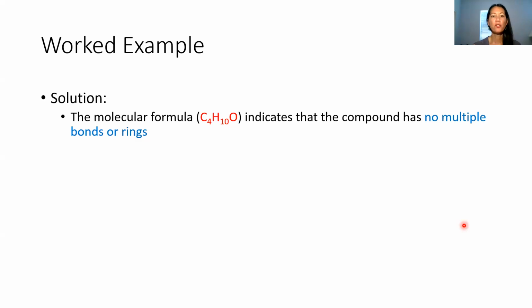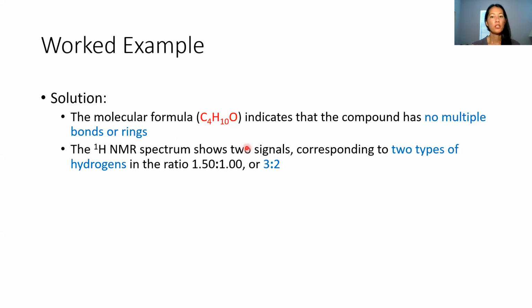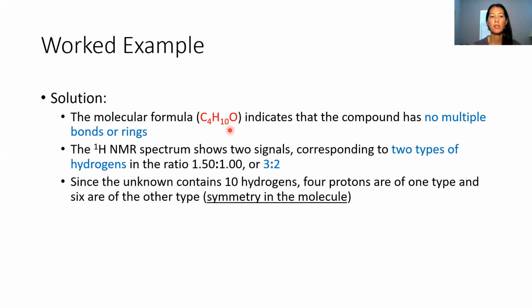Okay, so first of all, I already mentioned there are no degrees of unsaturation, meaning no multiple bonds or rings. So it's just a straight chain something. Again, there are only 2 signals, 2 types of hydrogens in the ratio 1.5 to 1, or 3 to 2, or 6 to 4, because you do need to get to 10 H's. So 4 protons are of one type and 6 are of the other. There's symmetry in the molecule to only get 2 different types.